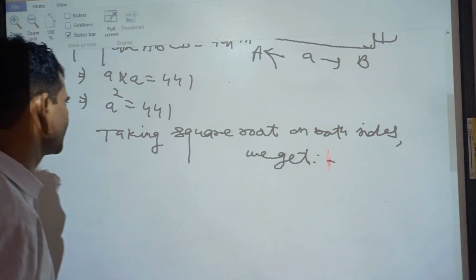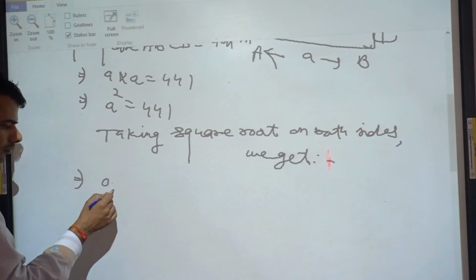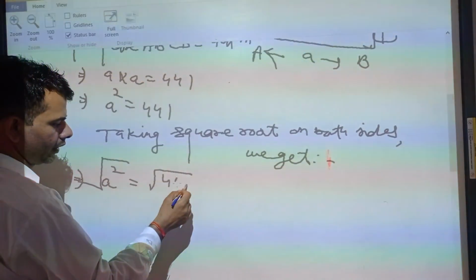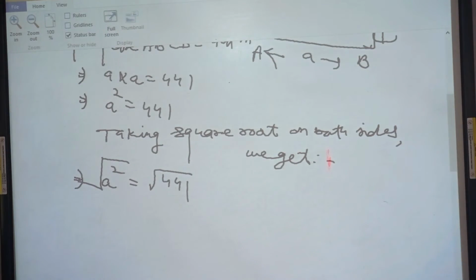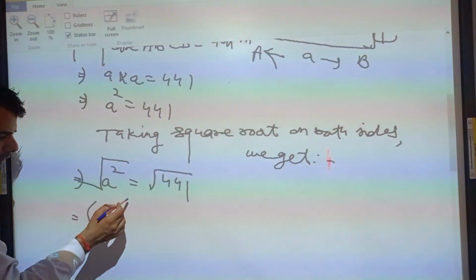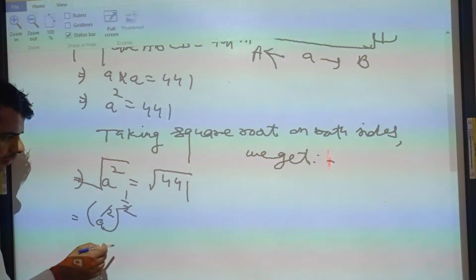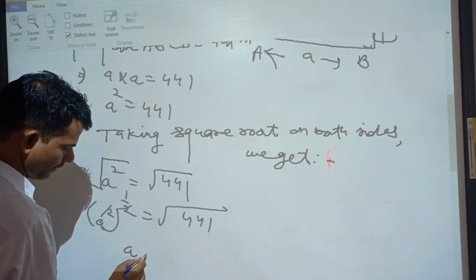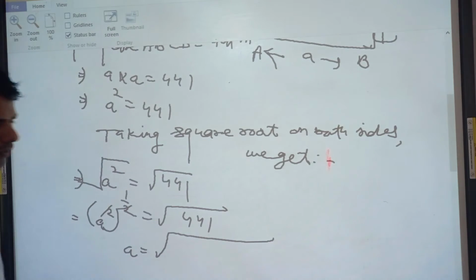the square root of a squared is a, because the square root is the power 1/2 and they cancel out. Now 441.